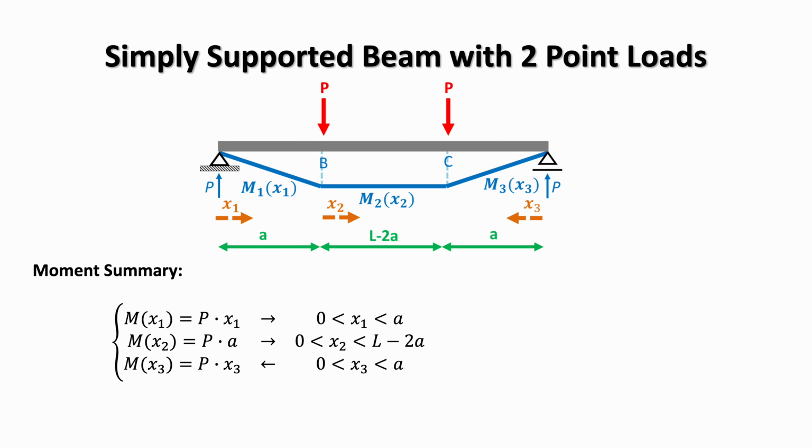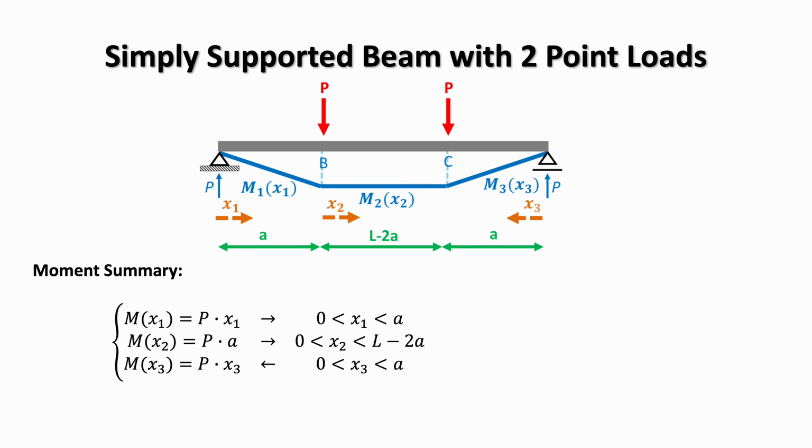This slide summarises the bending moment expressions in each region of the beam and the coordinate directions used to obtain them. As we saw, in region 1 from A to B, the bending moment is M1 equals Px1, valid for x1 between 0 and a, and the arrow next to the moment indicates that the cut is taken from the left, so x1 increases to the right. In region 2, from B to C, the bending moment is constant and equal to PA, and that is valid for x2 between 0 and L minus 2a.